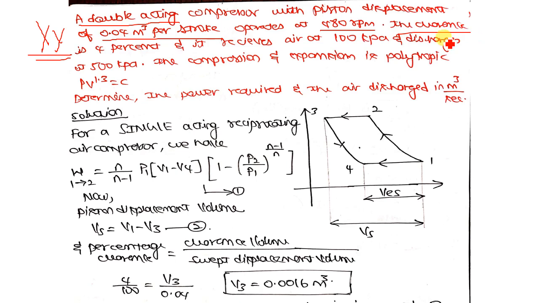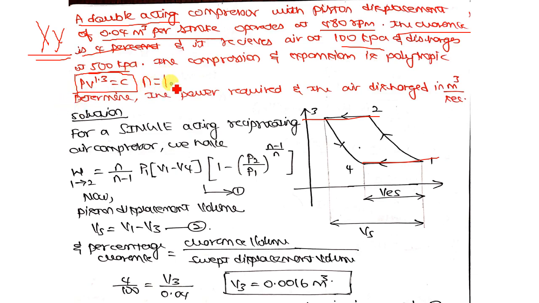So what is clearance ratio? We will find it out. And it receives the air at 100 kPa. So this is your entry pressure, I mean the pressure at which the air enters the compressor, and discharges at 500 kPa. So this is your discharge pressure. I was speaking about this and this. Okay, the compression and expansion is polytropic with PV raised to the power of 1.3 equals constant. That means the value of n is 1.3, which is given.